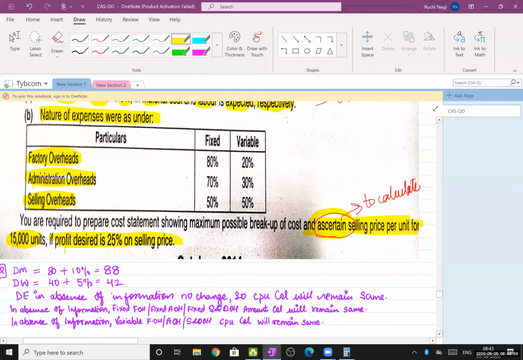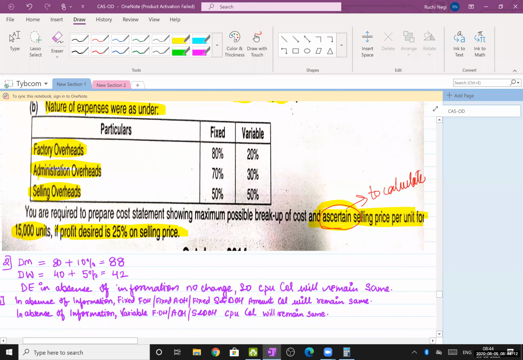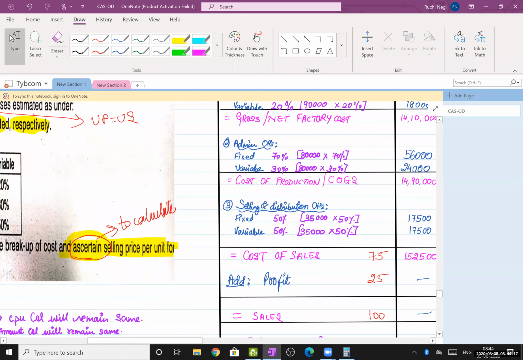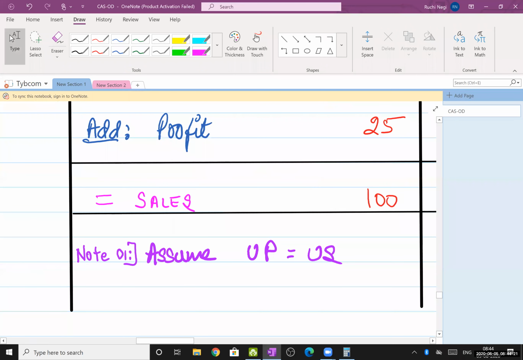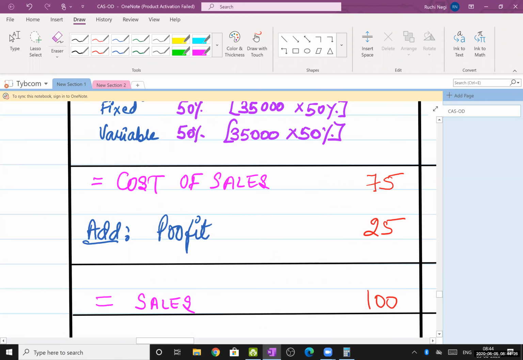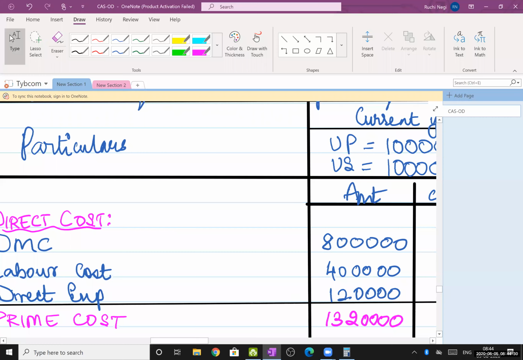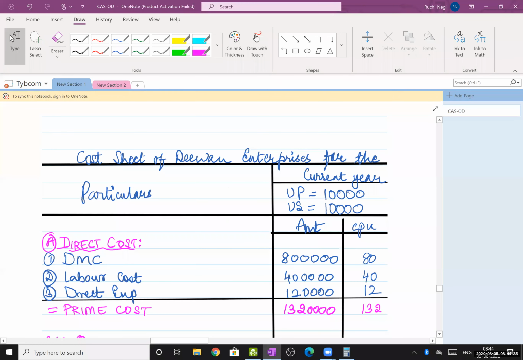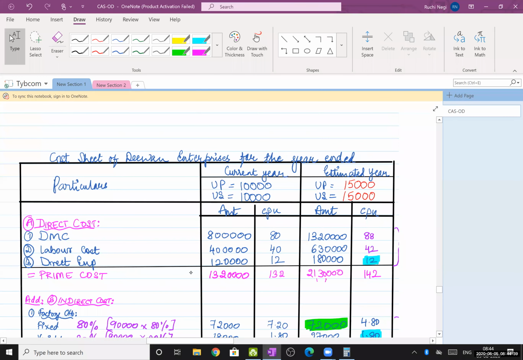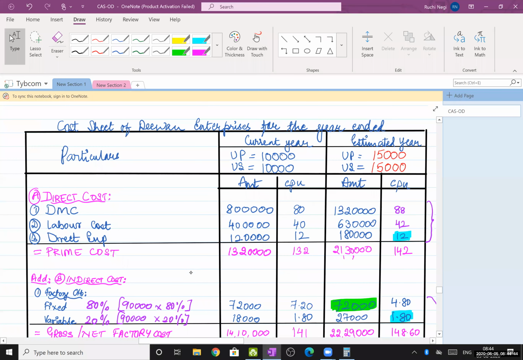I know we just have 8 minutes with us. So the working note part we will do later, we'll keep it ready with us. Okay, we can start with the cost sheet. Sabse pehla assumption likho. Note number one: assume units produced is equal to units sold. Make your cost sheet. Cost sheet of Diwan Enterprises for the year. Filhal hum current year ka hi bana ke rakhte hain. Estimated year toh obviously next lecture mein hoga. Because of this technical glitch, otherwise I would have completed it in this lecture itself. Cost sheet of Diwan Enterprises for the year ended, particulars column, current year and estimated year. Current year is with 10,000 units and estimated year is with 15,000 units.